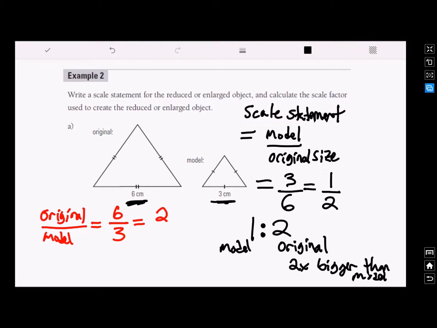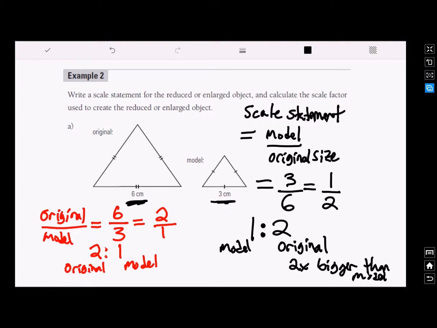If you do this in your calculator, this would be 2, but it's better to say 2 over 1. Because then when you write it in ratio form, you would get 2 to 1, and this is going to be the original, and this is going to be the model. So it's very, very similar to when I wrote it out the first time.